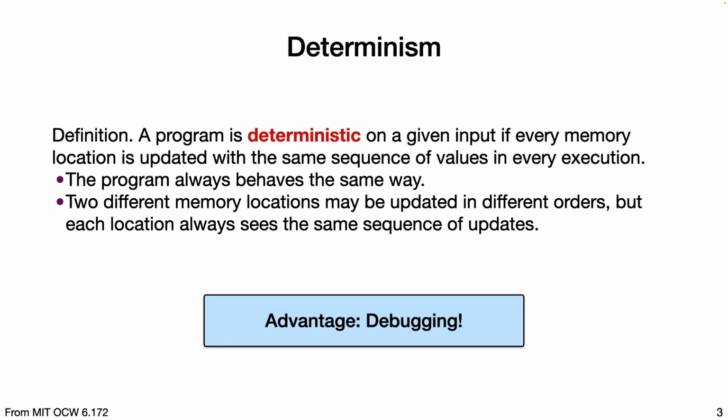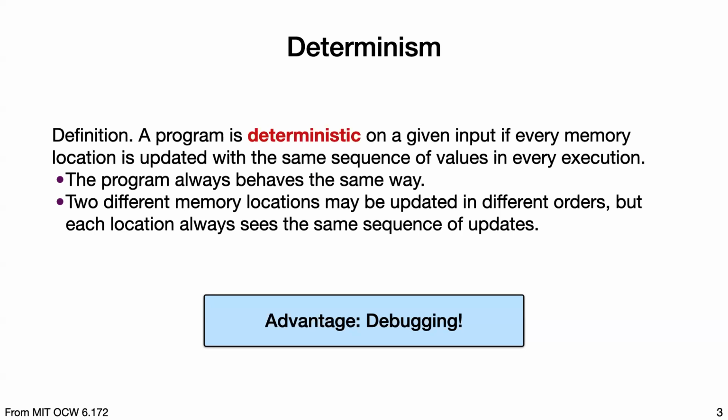Like we were talking about last time, we were talking about determinism a little bit, and specifically a program is deterministic if, given an input, every memory location is updated with the same sequence of values in every execution. That means the program always behaves the same way. It doesn't necessarily have to be that the updates happen in the same order. The updates can happen in a different order, but each location will always see the same sequence of updates. And so the answer at the end will always be the same.